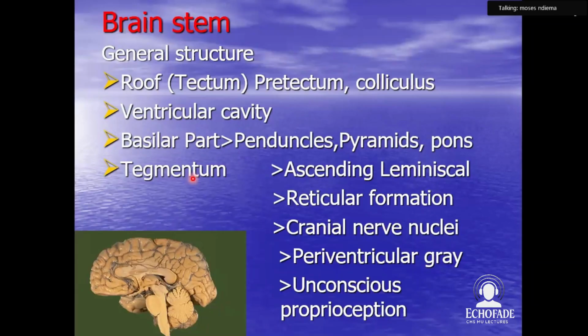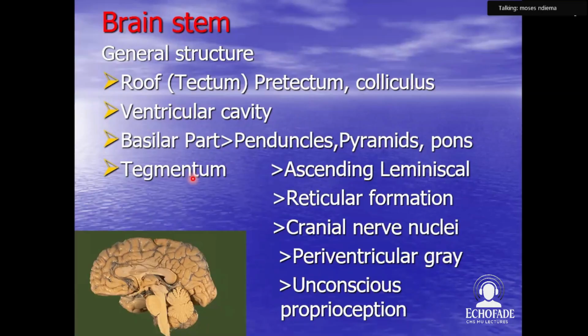The oculomotor and the trochlear nerves originate from the midbrain. The trigeminal nerve, the abducens, facial, and vestibulocochlear originate from the pons. The nuclei are in the pons.